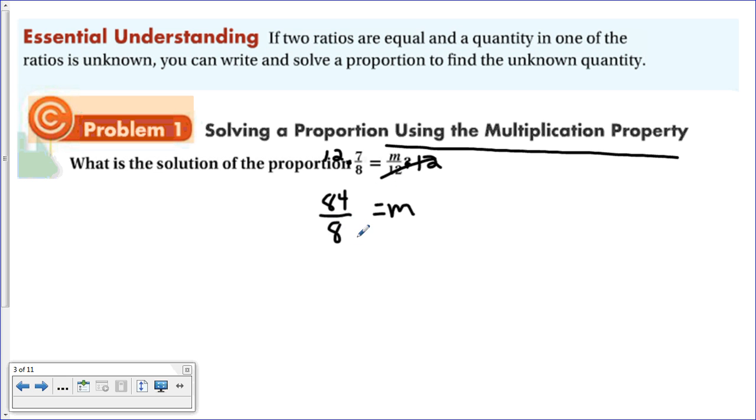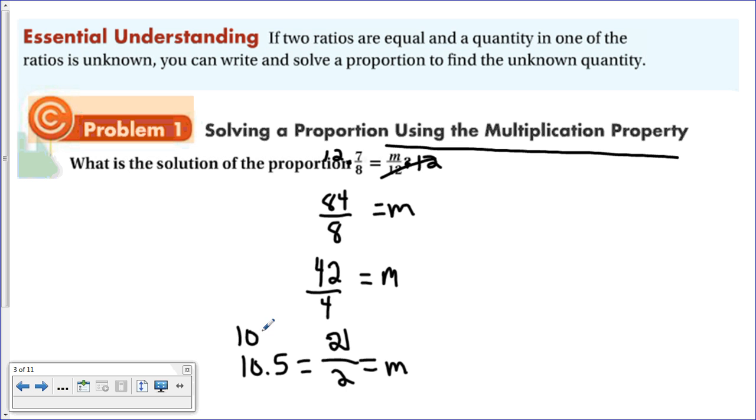And then 84 over 8 can be reduced. Let's see, does 8 go into both? No, it does not. I know 2 goes into both, so let's do 2 right away. It's 42 over 4. And then I also know 2 goes into both of those, so that's 21 over 2. So you have 21 halves, or you can write it as 10.5, 10 and 1 half. I guess you could also write it as 10 and a half. Any of those are acceptable.